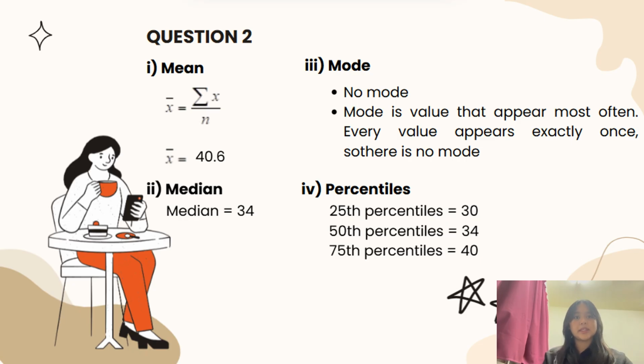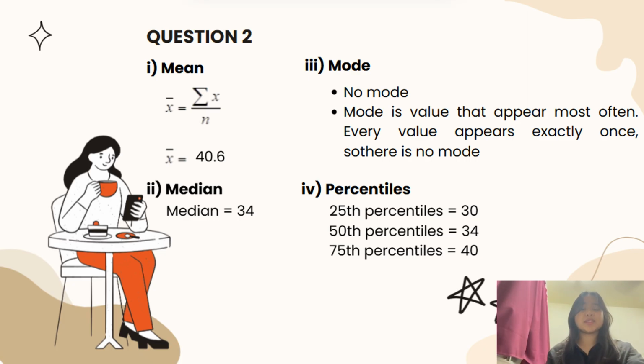To calculate the mean, I added all the values together and got a total of 406, then divided by the number of individuals, which is 10. This gives a mean of 40.6. To calculate the median, arrange the data in ascending order. Because there are 10 values, take the average of the fifth and sixth numbers. The fifth value is 33 and the sixth value is 35, so the median is 34. Mode is the value that appears most often. In this dataset, all values are different and non-repeating, so there is no mode.